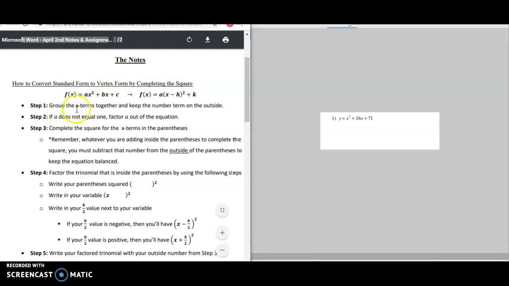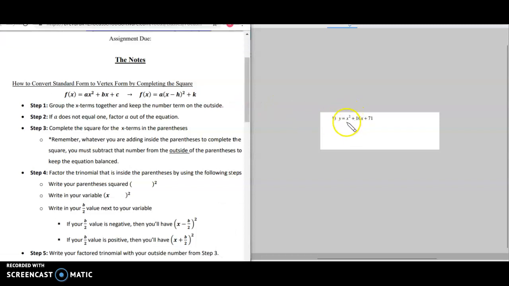Step 1, group the x terms together and keep the number term on the outside. So that simply means I'm going to go over here to my equation, and I'm going to take these two x's, and to put them together in groups, I'm going to put parentheses around them.